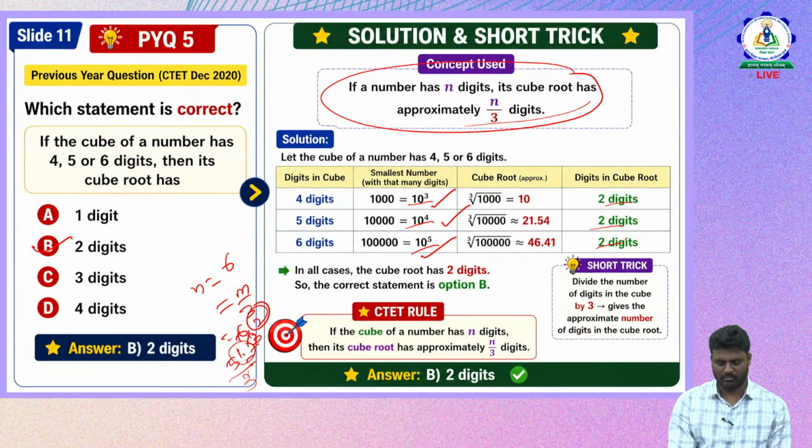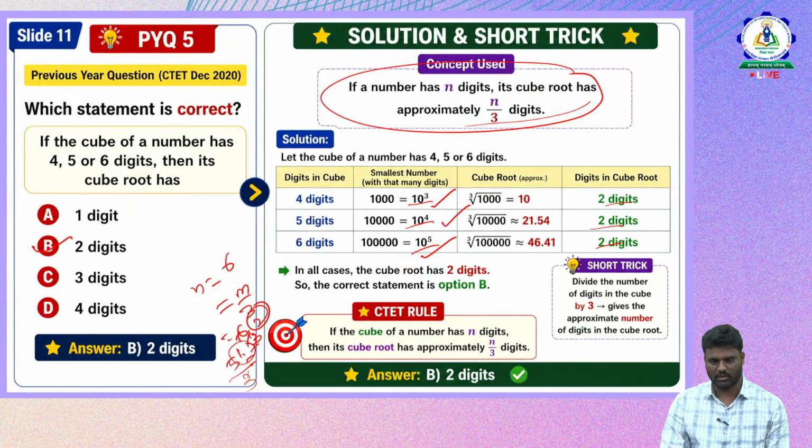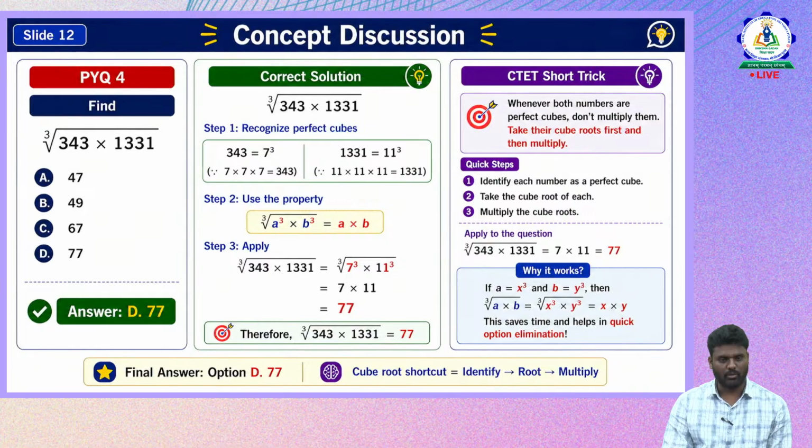So by confirming this also, the correct statement is the one with 2 digits only. In all the cases the cube root has 2 digits, so the correct statement is option B: if the cube of a number has n digits, then its cube root has approximately n by 3 digits. We also verified by applying this formula. So always divide the number of digits in the cube by 3, which gives the approximate number of digits in the cube root.